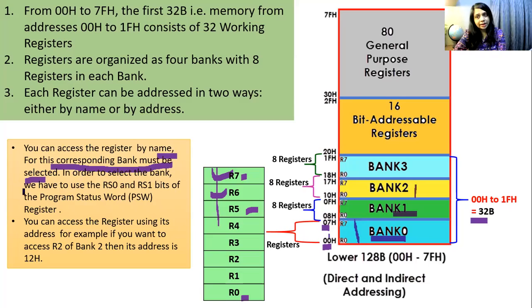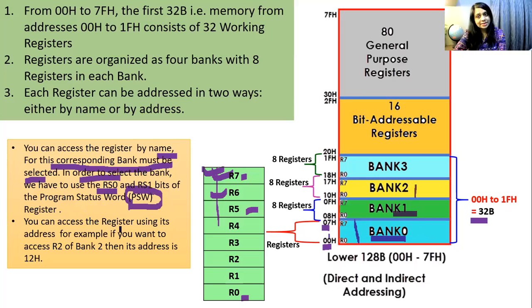In order to select the register bank, we have to use the RS0 and RS1 bits of the program status word. That means in the flag bits, we have already studied the program status word. There are two bits, that is RS0 and RS1. If both bits are 0, 0, it will select bank 0. If it is 0, 1, it will select bank 1. For 1, 0, it selects bank 2. And for 1, 1, it selects bank 3. So if you want to use register names, first you should select these register banks, and that is done by using the RS0 and RS1 bits of the program status word.